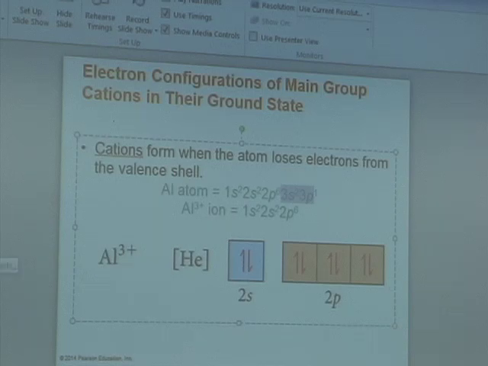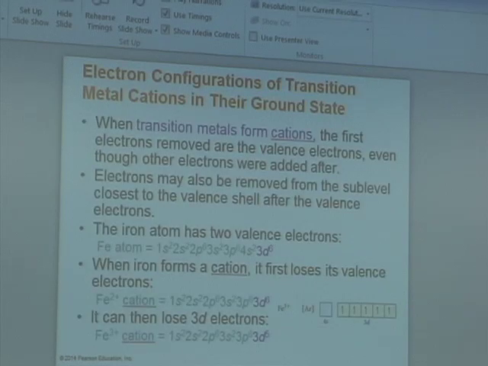So you should see these types of questions in the next exam. Be able to write down the electron configuration of atoms, cations and anions, because it's one of your learning items. The next exam should cover chapters 8, 9, and 10. Okay.